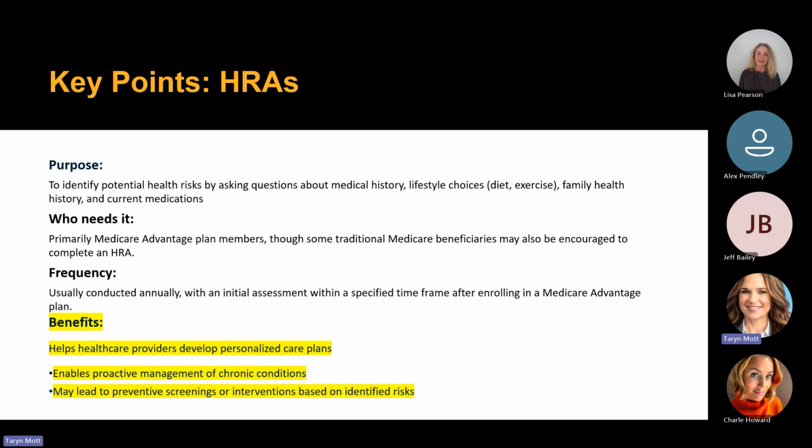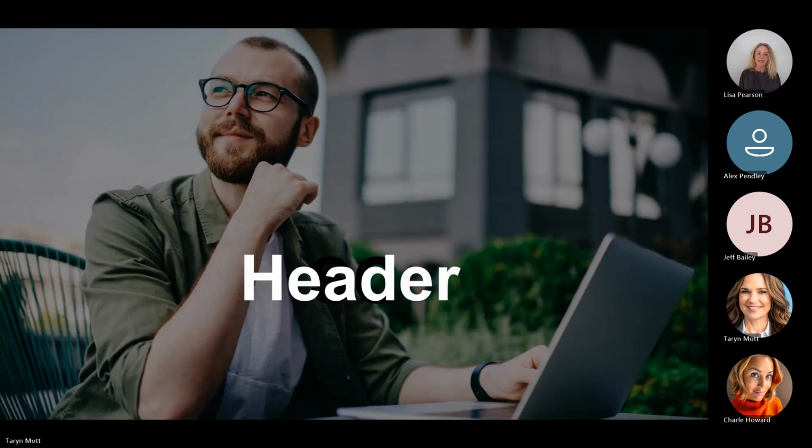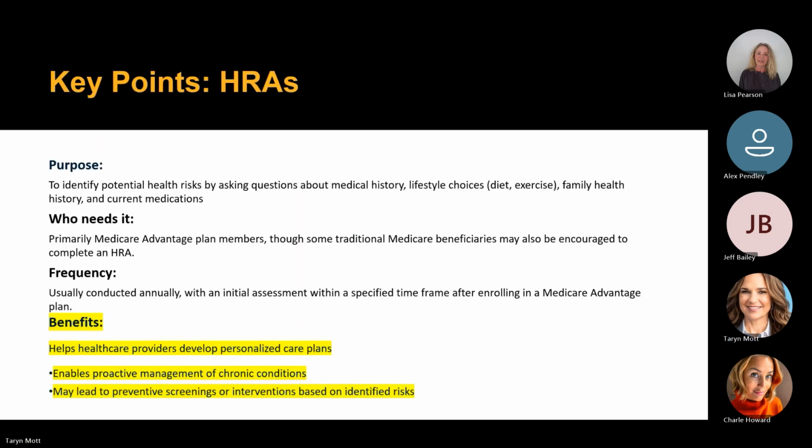I do it whether it's a mid-year enrollment, whether it's during AEP, whether it's their T65, whether they're entering Medicare due to disability. At any time, I will do an HRA. The benefit is that it helps healthcare providers develop personalized care plans, which we already read, enables proactive management of chronic conditions, and may lead to preventative screenings or interventions based on identified risks.